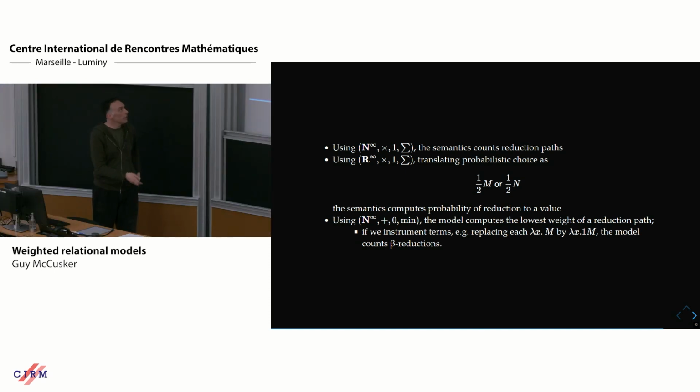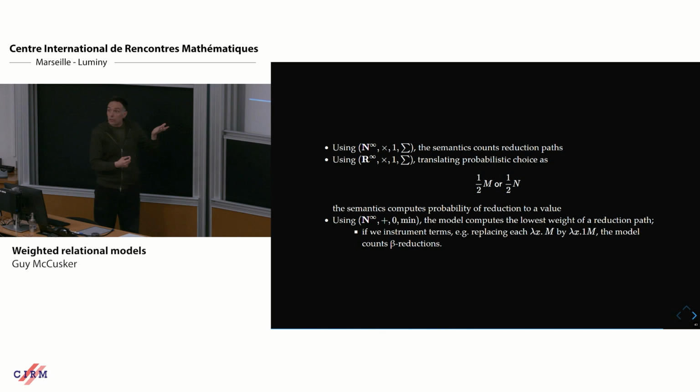If you take an ordinary lambda term with some non-determinism, it will give you the number of paths from that term to the finish. If you use the reals and you translate your probabilistic choice like this by plugging in a half and a half on either side, so you have a fair probabilistic choice, then it gives you the probability of reduction to a particular value, and that's just what it gives you. If you plug in something like this, the tropical semiring, it gives you the lowest possible weight of all the reduction paths, and down each path, it's adding up the weights as it goes.